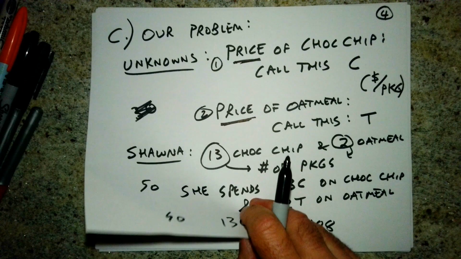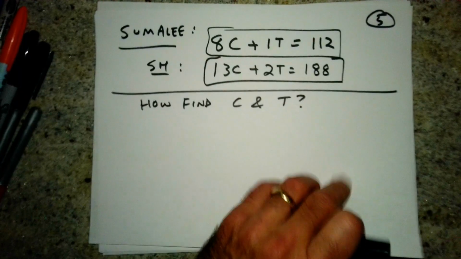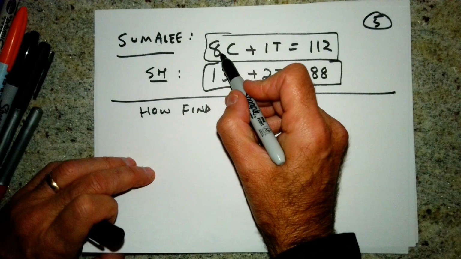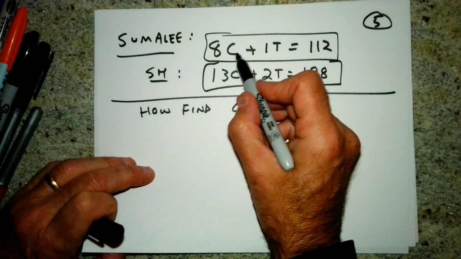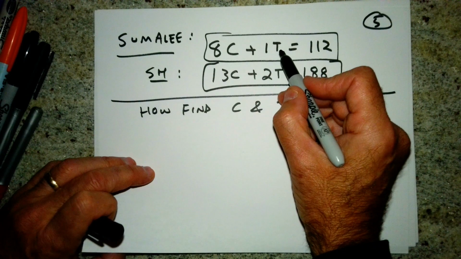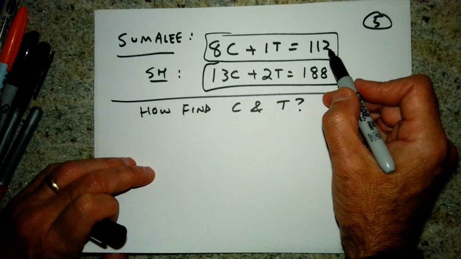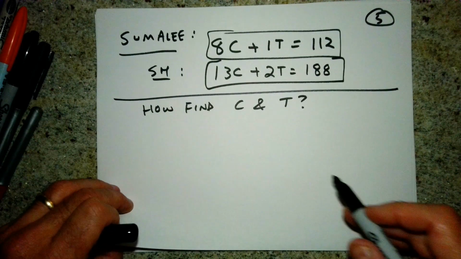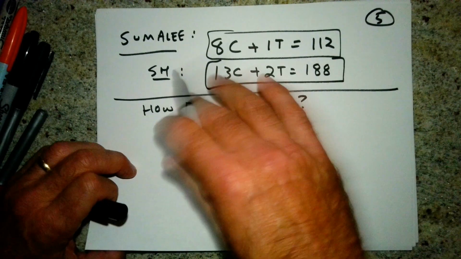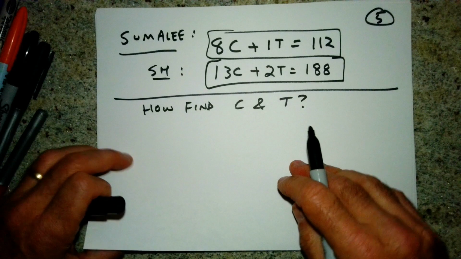We can do the same thing for Sumo E and get that for her, since she has 8 packages of chocolate chip and 1 package of oatmeal: 8 times the price of chocolate chip plus 1 times the price of oatmeal for her equals $112. Okay, if that's enough, and you now know how to solve the problem because you can do the algebra, you just stop the video here and figure it out and see if you get the right answer.